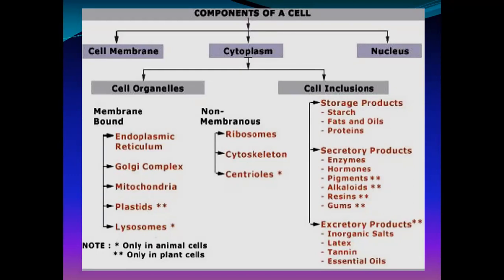You can ask an MCQ question: which of the following organelles are membrane bound? Okay, we can give endoplasmic reticulum, Golgi complex, ribosome, cytoskeleton, centrioles as answers. So this is a true or false. Typical true or false question, isn't it?